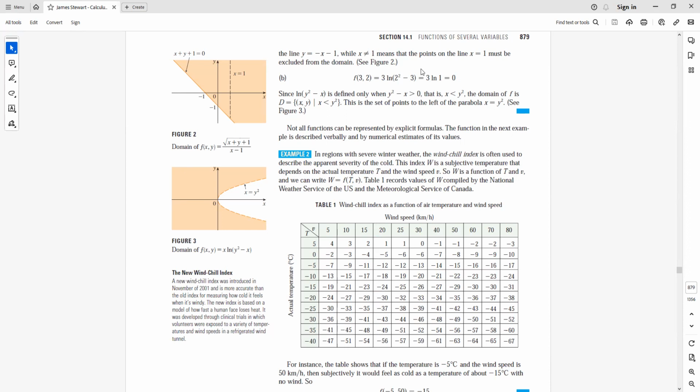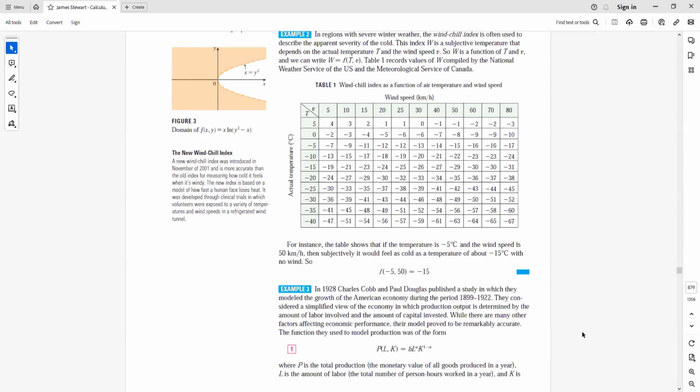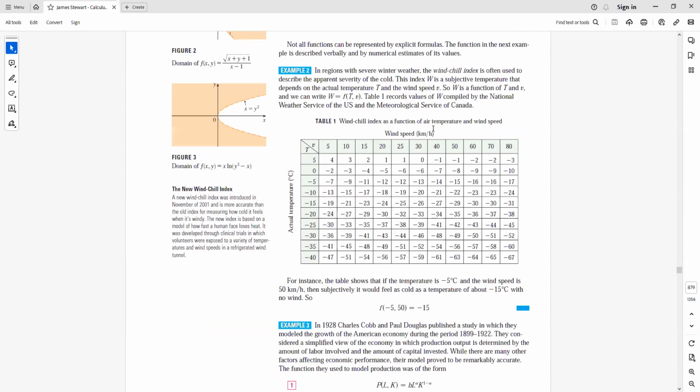Now just look at this example. It's a graph, or it's a table that shows the temperature and wind, right? So this is the temperature and this is the wind speed. These values are for the wind speed and these values are for the temperature, on the vertical.